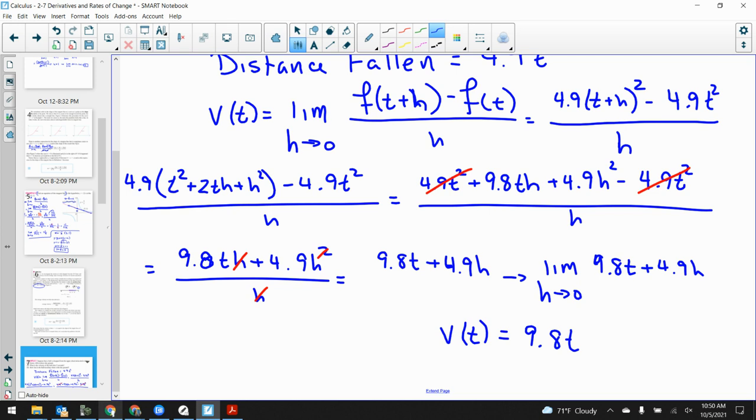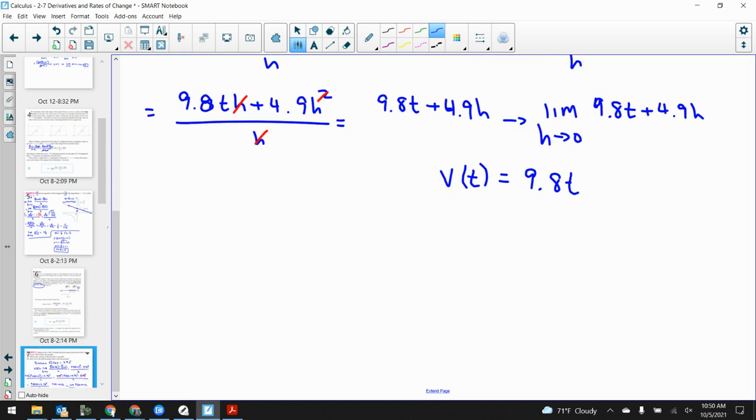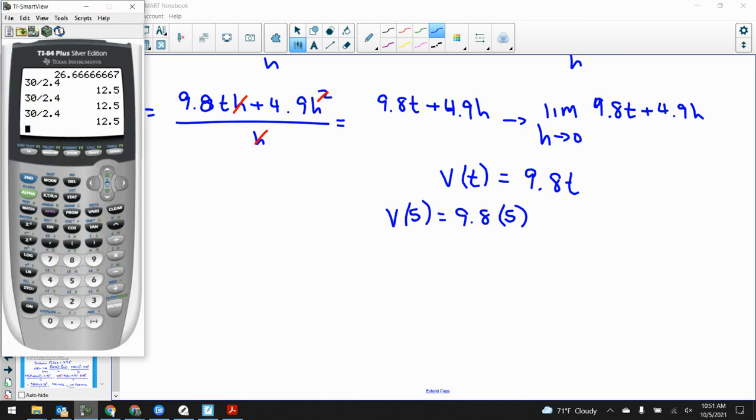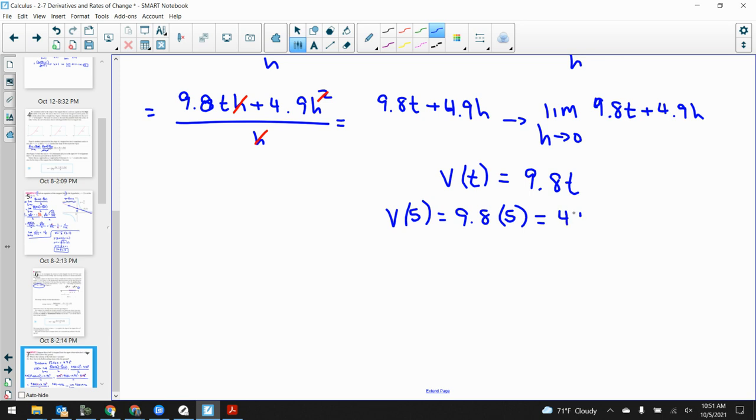Now, we haven't even answered any of our questions yet. That's just a velocity function. I want to know what is the velocity of the ball after 5 seconds. All right, well, that's pretty easy then. Let's find v of 5. 9.8 times 5. So the velocity of the ball after 5 seconds is 49 meters per second. That's part A.